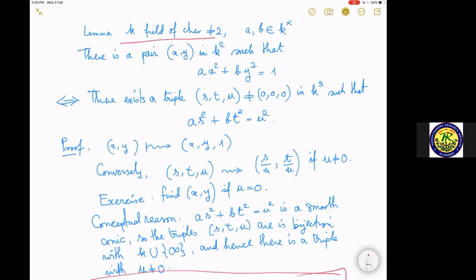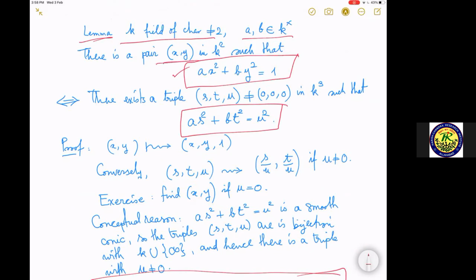let K be any field of characteristic different from 2 and take two elements a and b which are invertible. Then I can write down two equations. I can write down this quadratic equation, the one which we are interested in, and I can write down a more homogeneous version of this equation. And the lemma says that there's a solution x, y to this equation if and only if there's a solution s, t, u to this homogeneous equation, s, t, u different from 0, 0, 0.